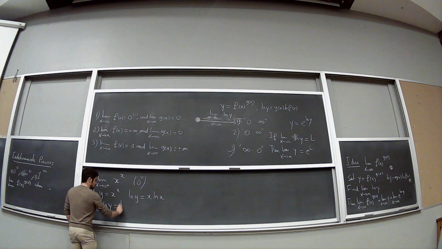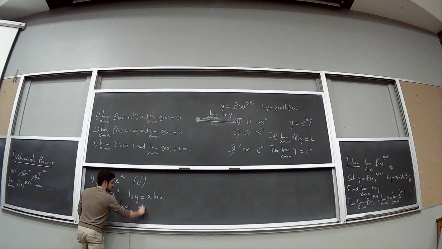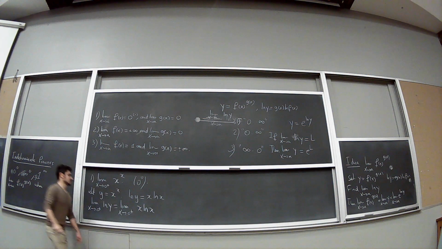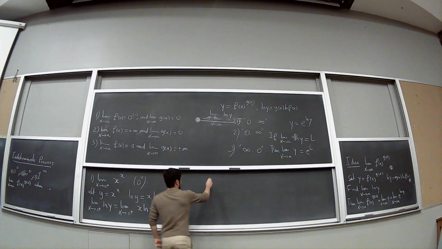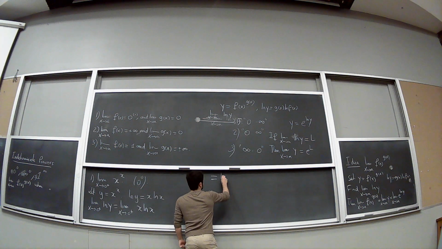This is the limit as x goes to 0 plus of x ln x. So far so good? Okay, what do I have to do here? X ln x. Well, let me write here. I try to plug in. I'll just write it here.